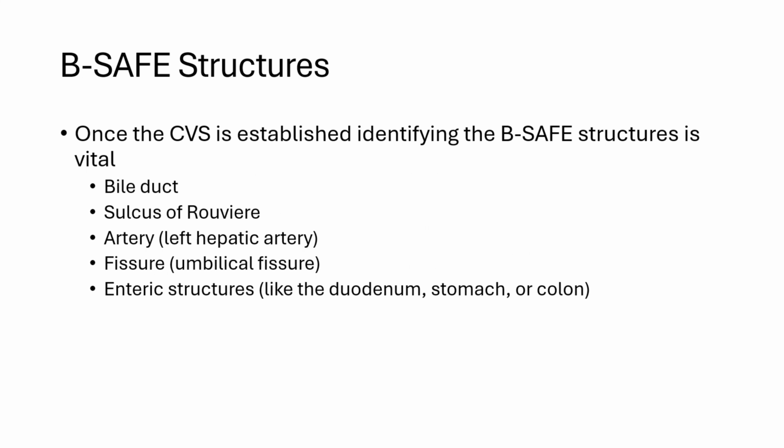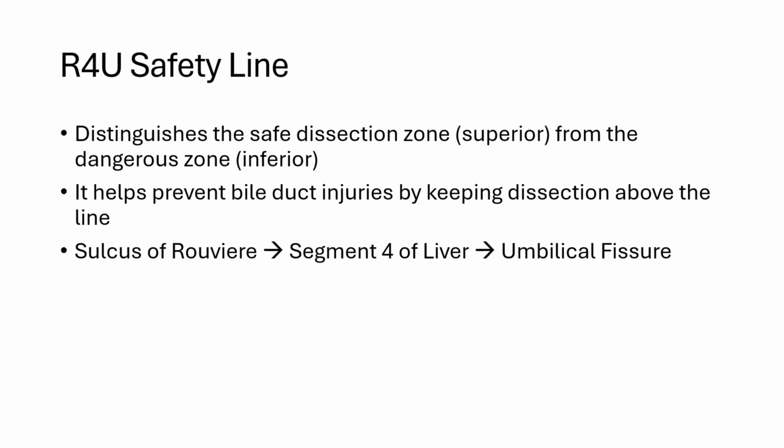Once the critical view of safety has been made, you then need to identify all B-SAFE structures. B-SAFE stands for bile ducts, sulcus of Rouviere, the arteries, specifically the left hepatic artery, the umbilical fissure, and then all enteric structures. Once both the critical view of safety and the B-SAFE structures are found, then you need to make the R4U safety line. This is an imaginary line that you make that connects the sulcus of Rouviere, the 4th segment of the liver, and the umbilical fissure.